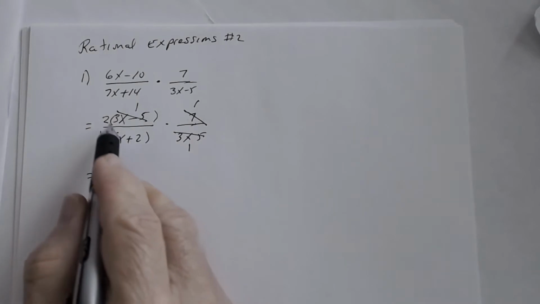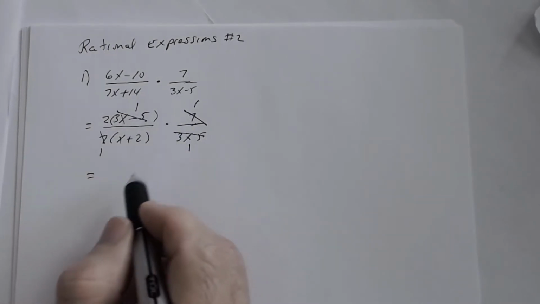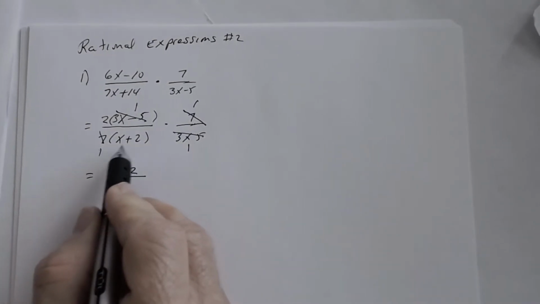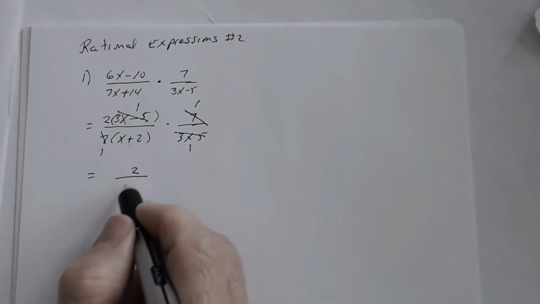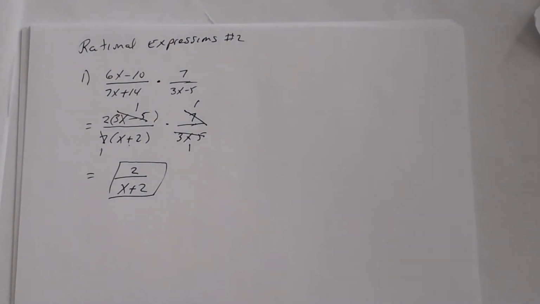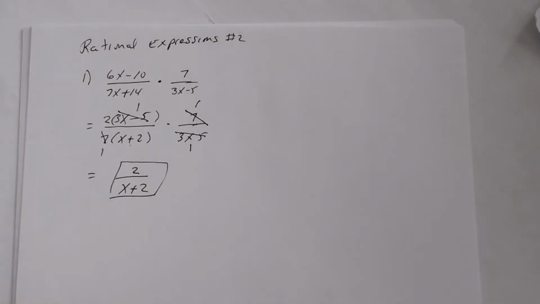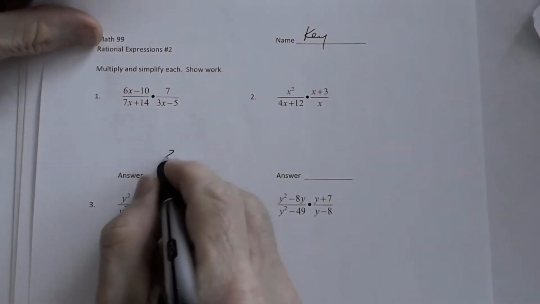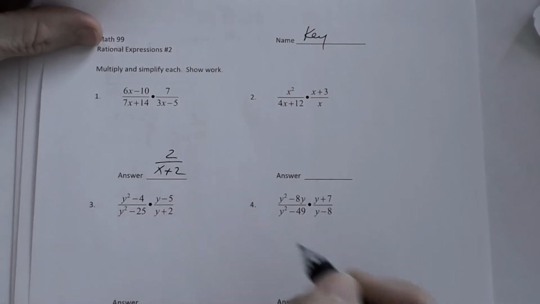And so the answer will be 2 times 1, which is 2, and 1 times x plus 2 times 1 is x plus 2. So there's your answer. The answer to number 1 is 2 divided by x plus 2.